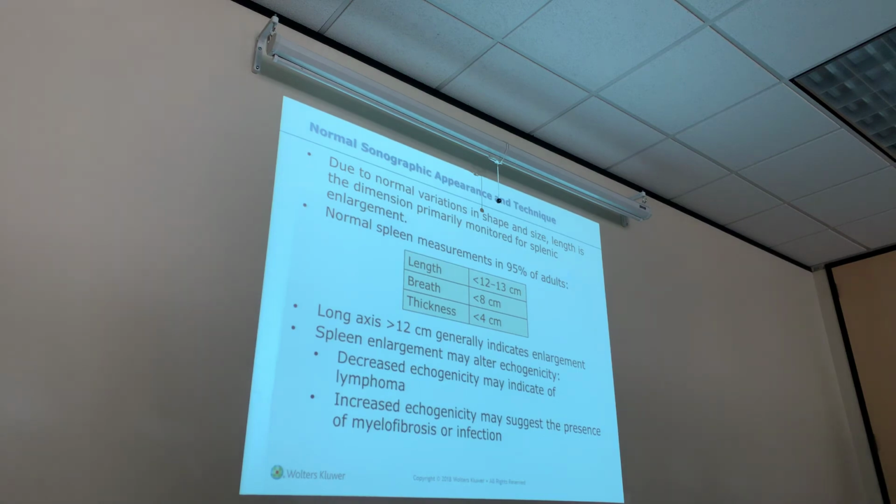And if it's enlarged, it may alter the echogenicity. If it's decreased, it may indicate lymphoma. Increase might be because of myelofibrosis or infection, but of course, with ultrasound itself, you're not going to be able to tell for sure. They have to have other imaging done, lab work, and whatnot.